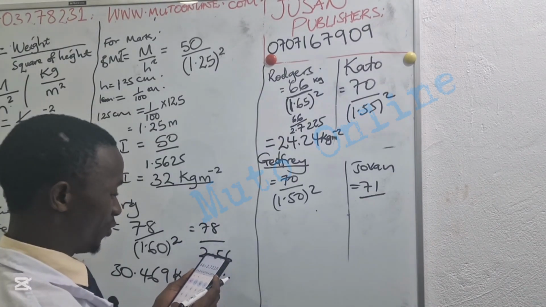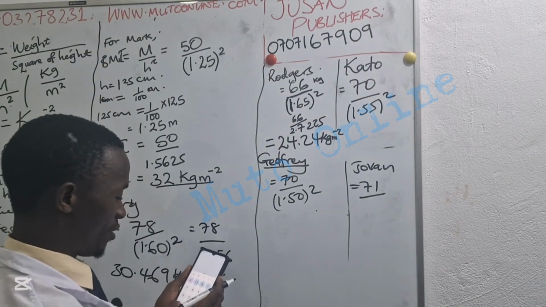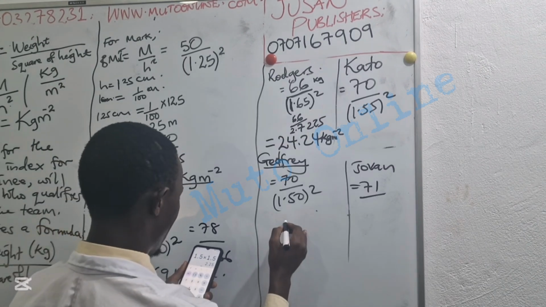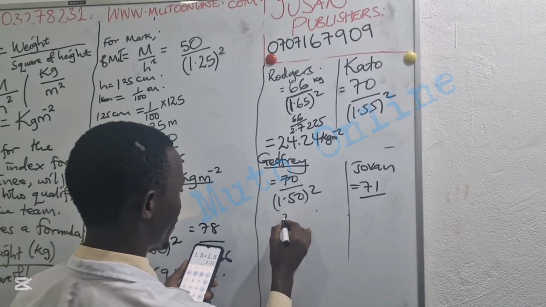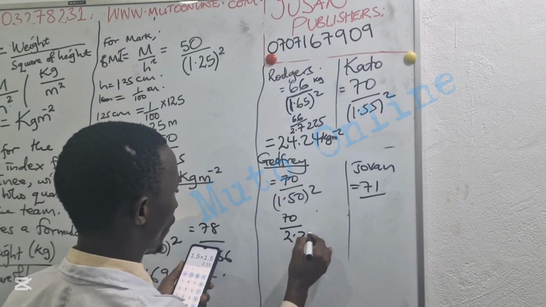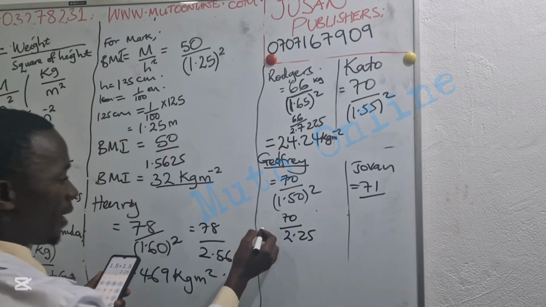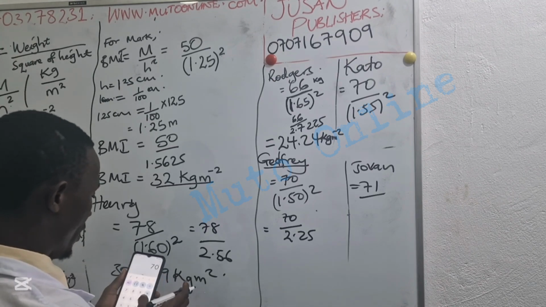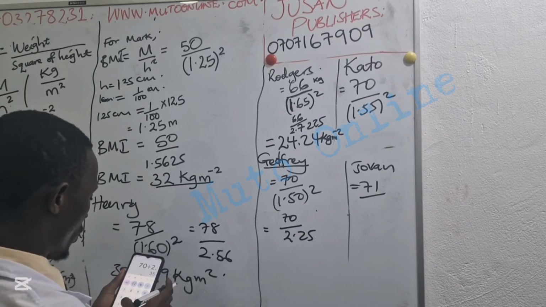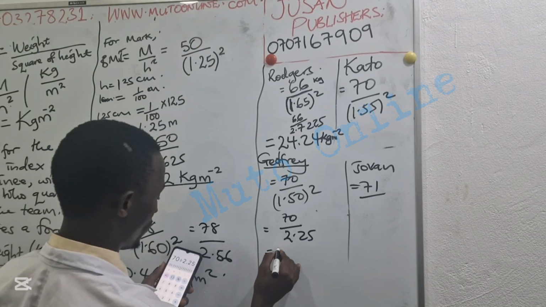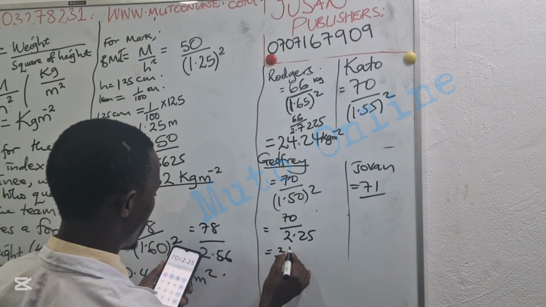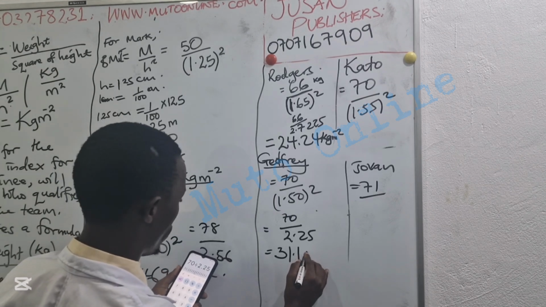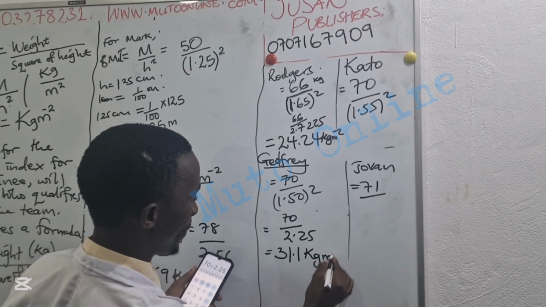Then for Godfrey, let's do it on a calculator. Let's not predict. 1.5 times 1.5, we get 2.25, the square. So we shall have 70 divided by 2.25 such that our BMI is 31.1 kilograms per meter squared.